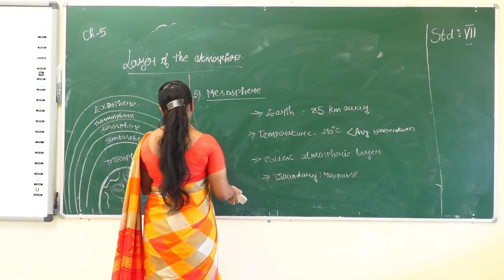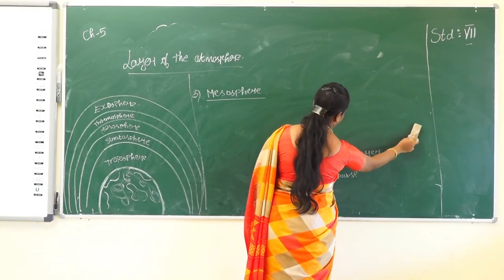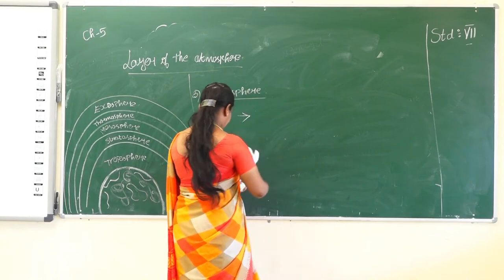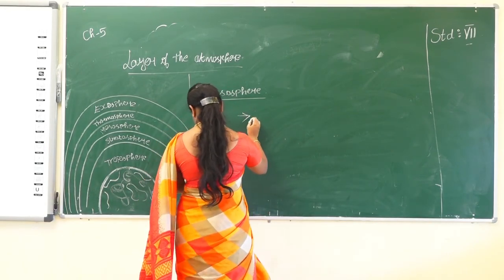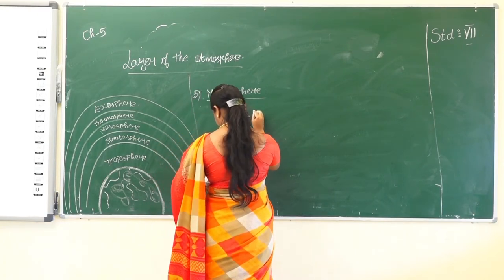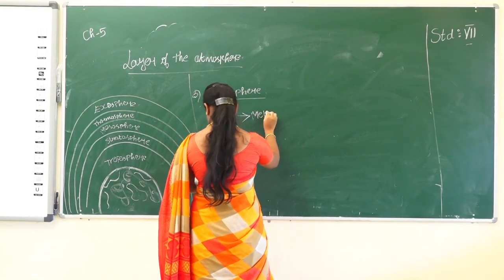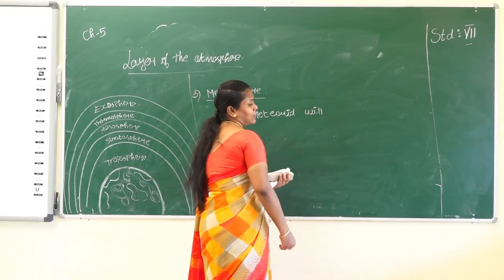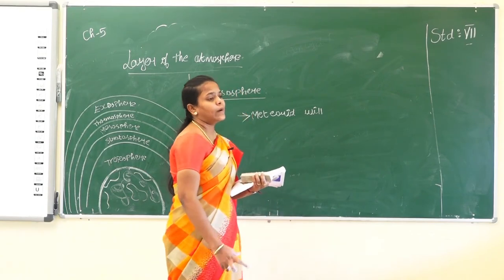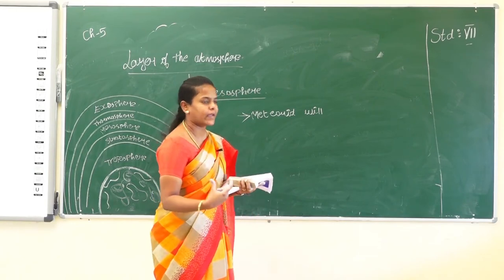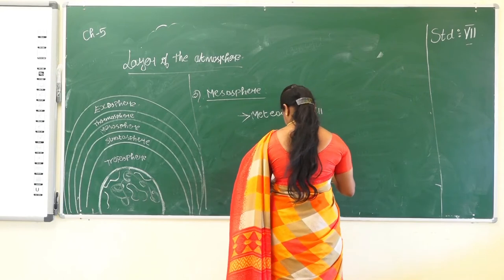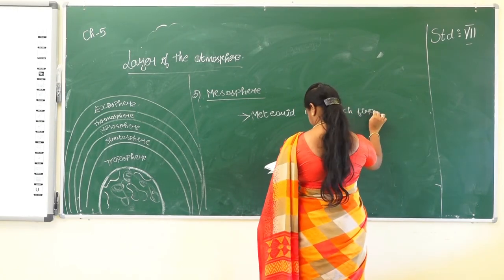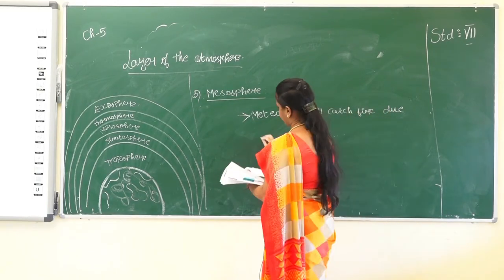Next, the fourth layer is the thermosphere. But in the mesosphere, one thing has been left over: when asteroids come and enter this layer, the meteoroids catch fire. Why is it catching fire? While the meteoroid comes into the layer, it automatically catches fire due to friction. This is the reason.